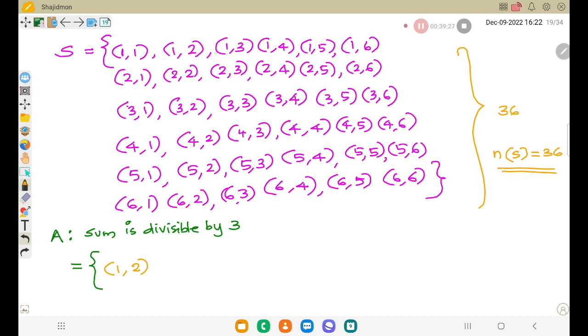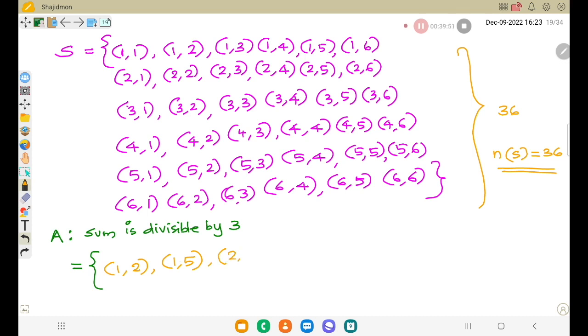Can we take 1, 3? No, because 1 plus 3 is 4, and 4 we cannot divide by 3. 1, 4: 1 plus 4, 5, we cannot take. Okay, 1, 5: 1 plus 5 is 6, okay. So 1 comma 5, because 1 plus 5 is 6. 6 divided by 3, we will get 2. Correctly we can divide, correct? Now what will be the next one? We can think like that.